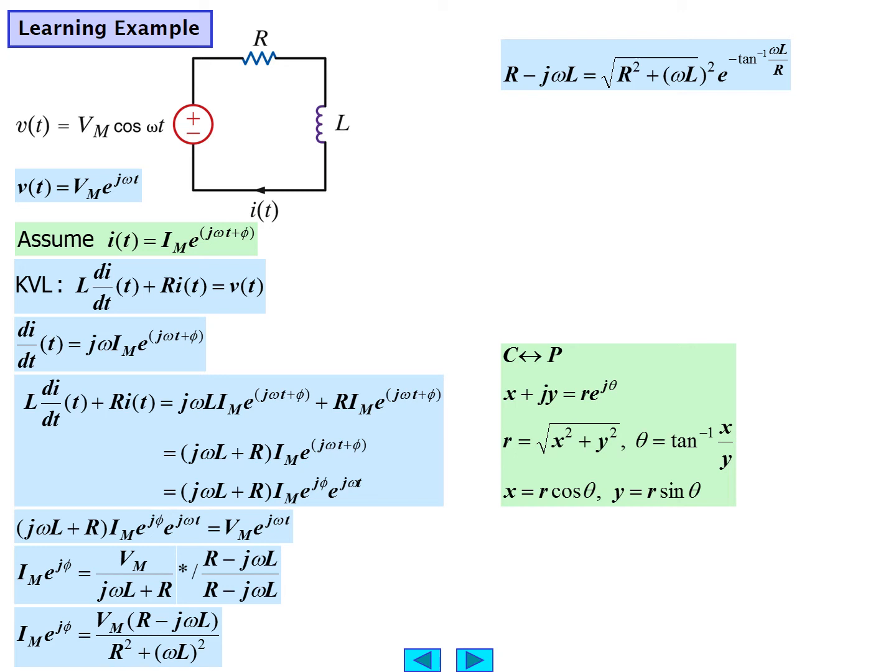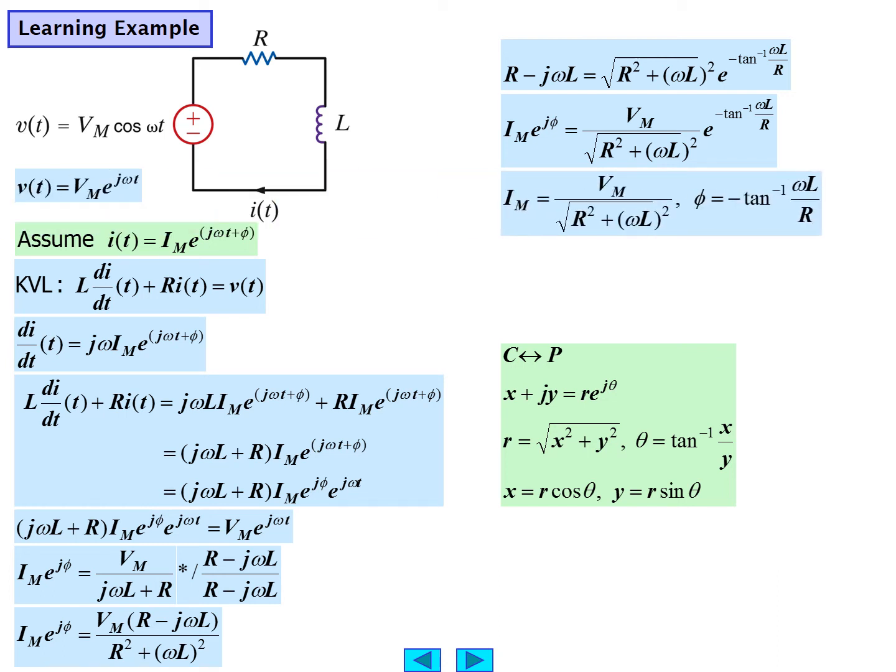R minus j omega L can also be written as the square root of R squared plus omega L squared e to the arctangent of omega L over R, which is our phase angle. I sub m e to the j phi then can be substituted in that form, and we get v sub m divided by the square root of R squared plus quantity omega L squared e to the minus arctangent omega L over R, which is our phase angle.